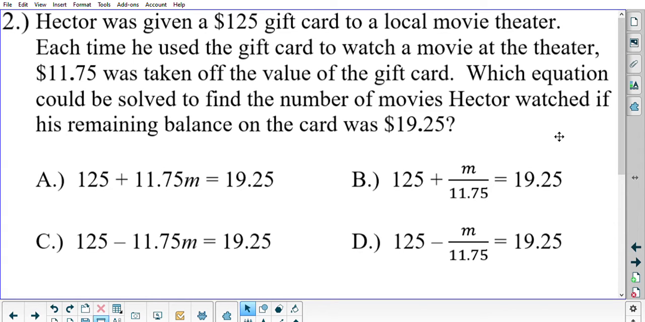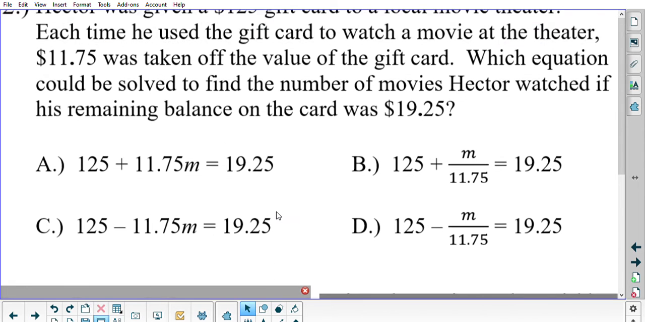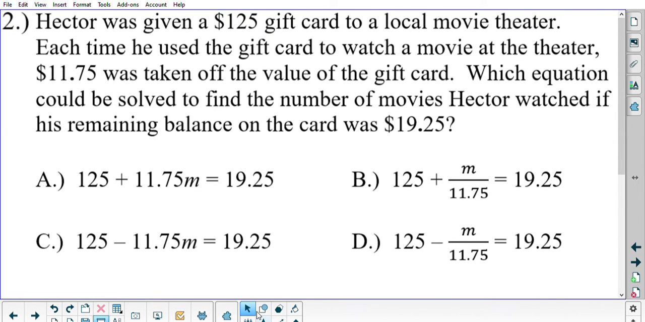Okay, I hope you already figured out which one made sense. If I'm going to define my variable, I need to know what the problem was asking me to find. The problem was saying which equation could be used to find the number of movies Hector watched. So the m in these equations represents the number of movies. Now keep that in mind when we go back and we start translating the sentences piece by piece.